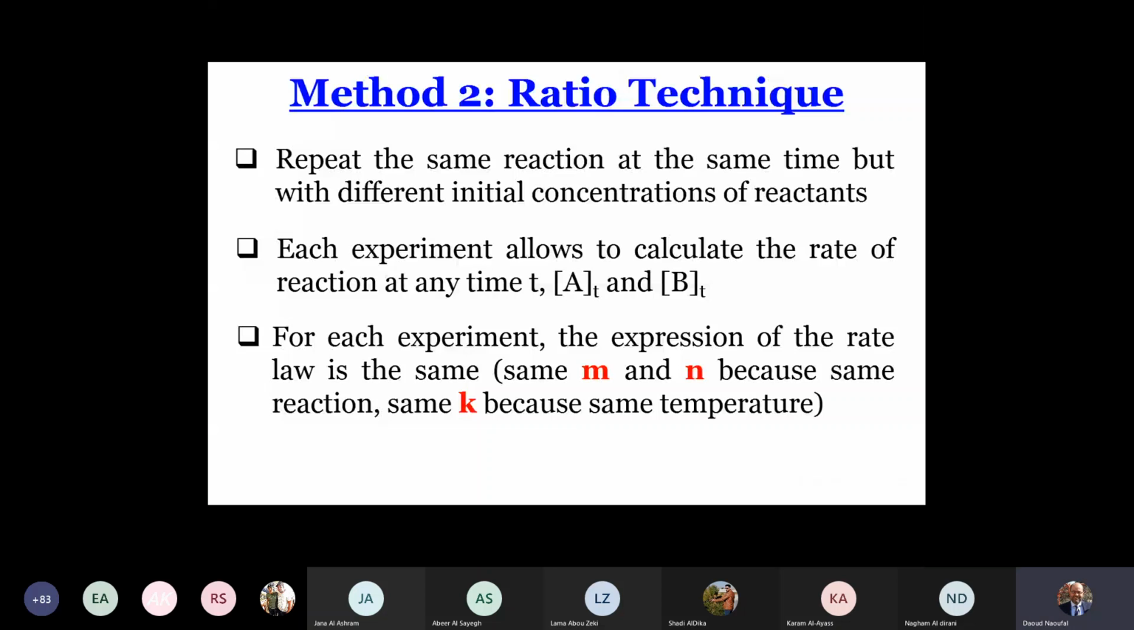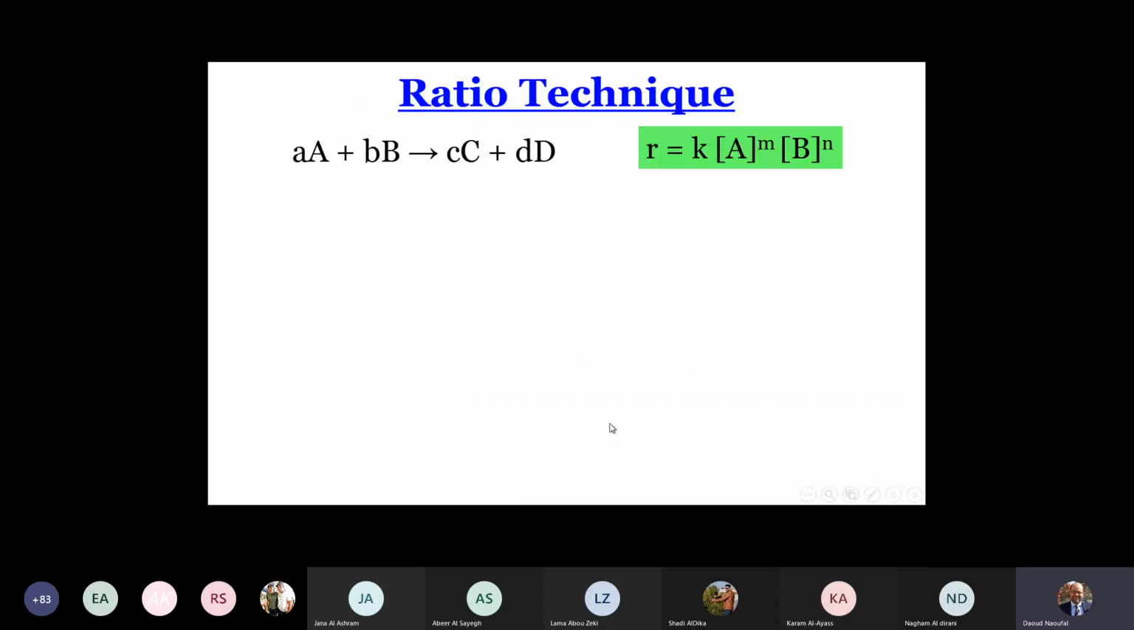So in the ratio technique, we repeat experiments of the same reaction at the same temperature. In each experiment, we obtain a table of data t, A(t), B(t), RA(t), RB(t), and R(t). Then we have to use one set from experiment 1 with one set from experiment 2. Example.